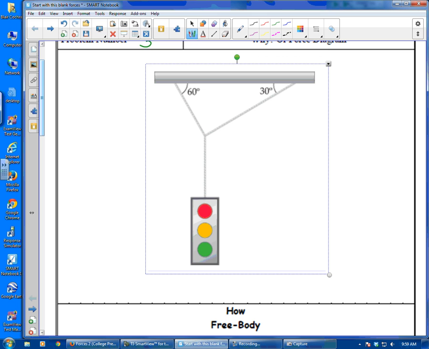And the first thing I'm going to do is my force diagram. My force diagram, I would have a force of tension 1 here, a force of tension 2 here, and I'd have the weight of the traffic light down like that. So that would be what I was looking for, not the free body, but the force diagram, showing the situation and all the forces on it.